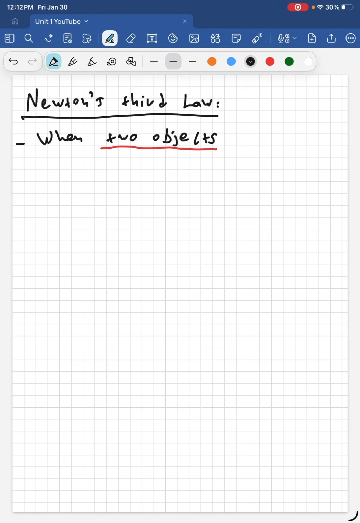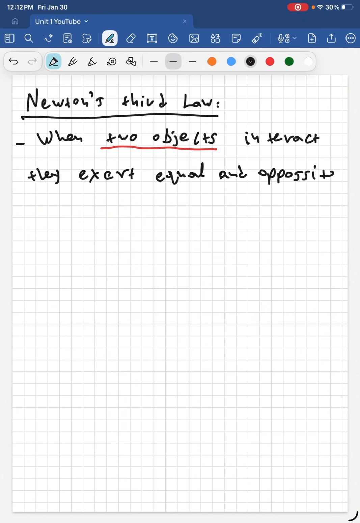Let's go back to this. So when two objects interact, they exert equal and opposite forces on each other. Okay, so let's talk about common examples.